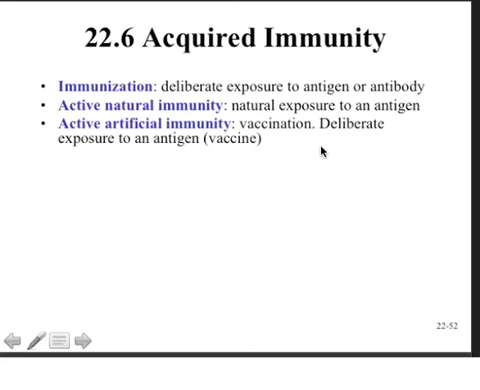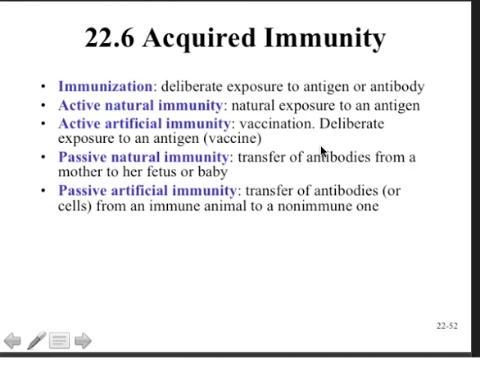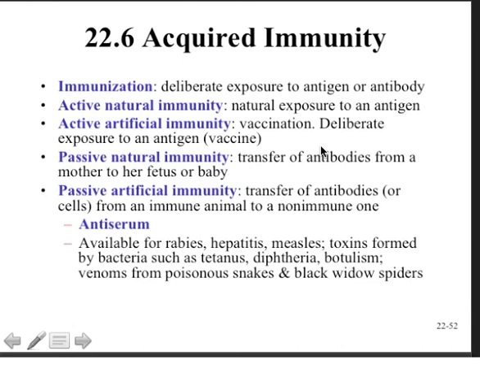Okay, so active natural, you pick it up as a result of your activities of daily living. Active artificial, you get a vaccination. Passive natural is the transfer of antibodies from a mother to her fetus or to her baby. And passive artificial immunity is an injection of antibody in order to provide temporary immunity to a particular disease. Antisera are available for things like rabies, hepatitis, measles, and bacteria such as tetanus and diphtheria, and also venoms from snakebite and black widow spiders.